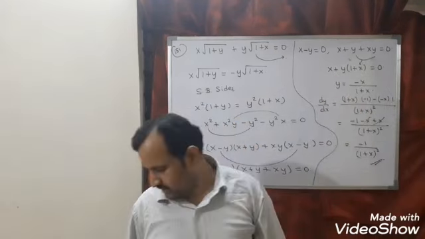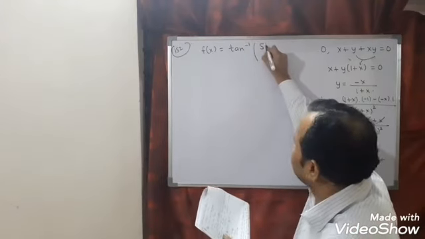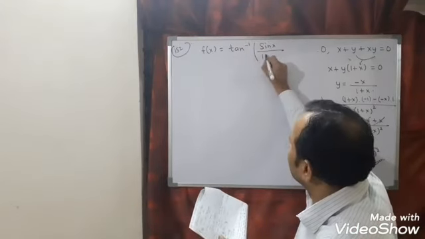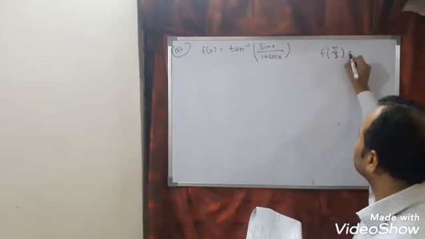Let us see question number 152. This is also a very simple question. Question number 152 is: f(x) = tan⁻¹(sin x divided by (1 + cos x)). Then find the value of f'(π/3). We have to find the value of f'(π/3).